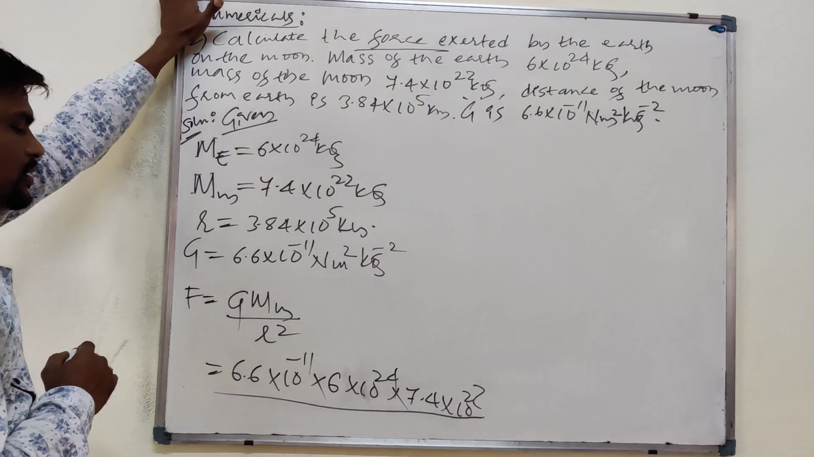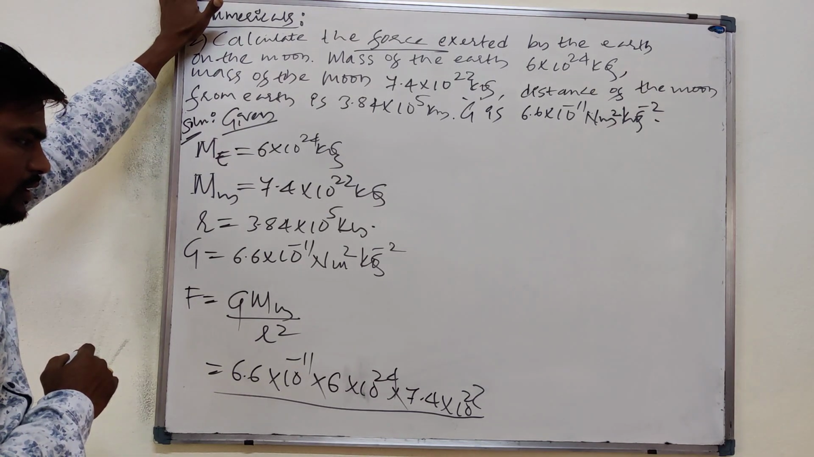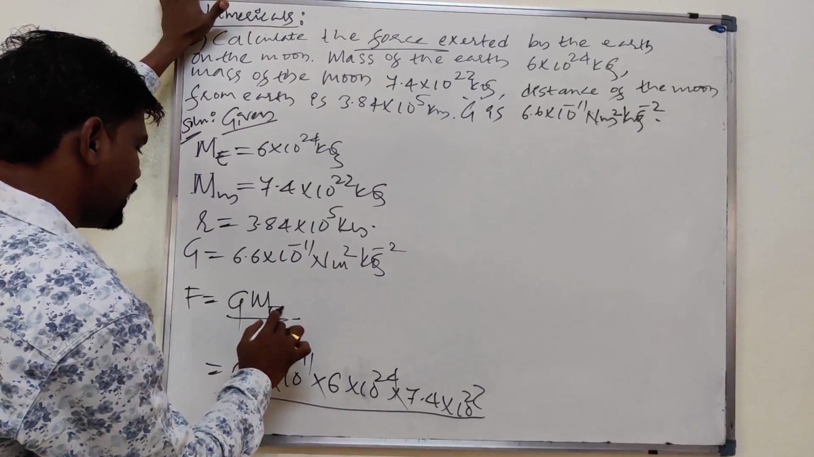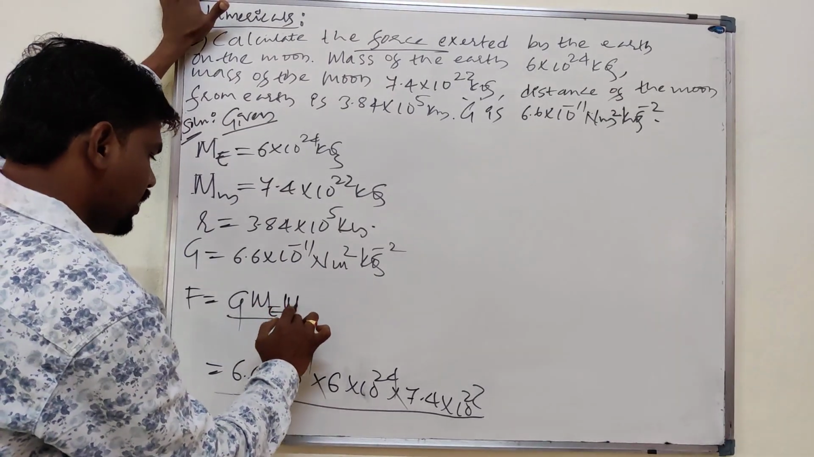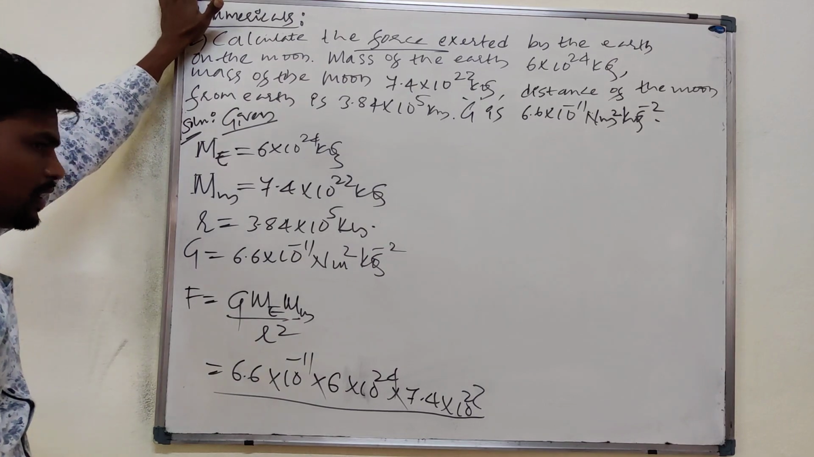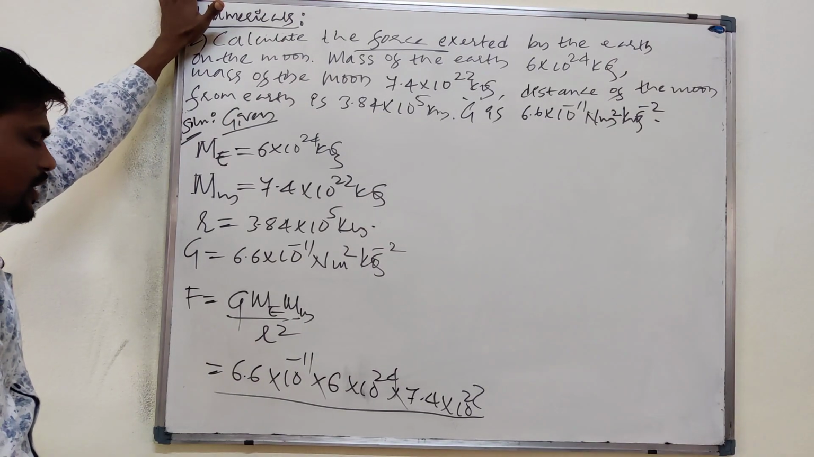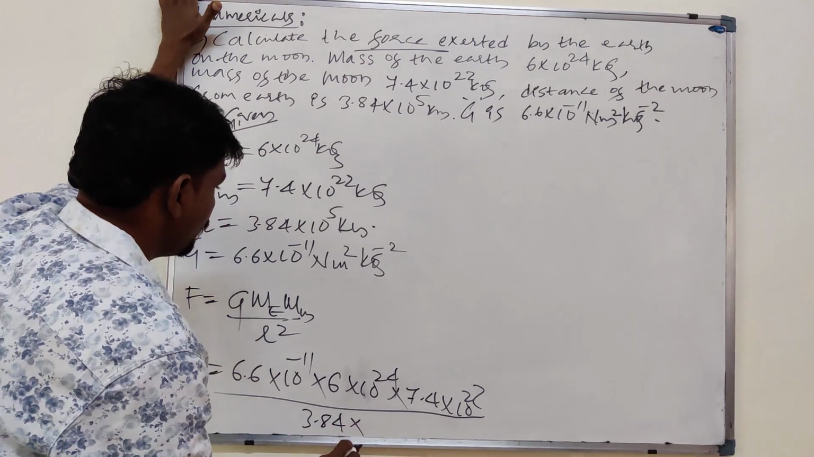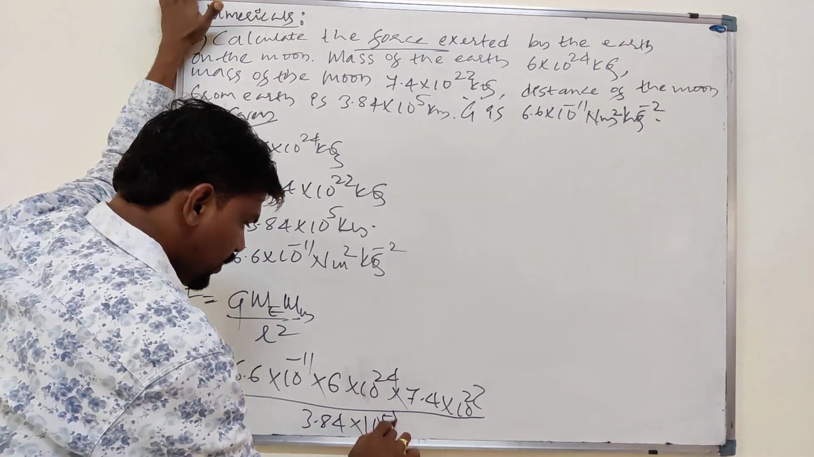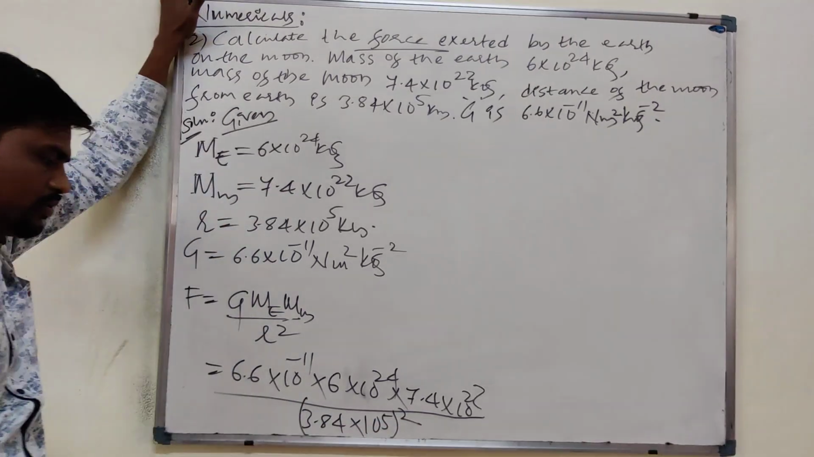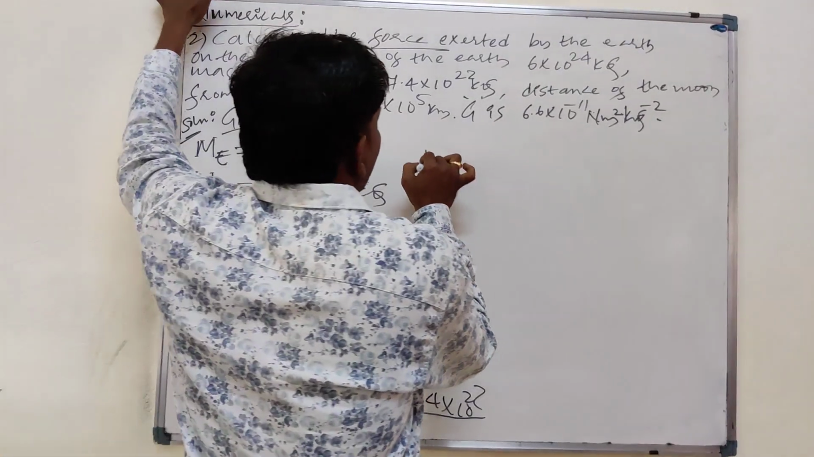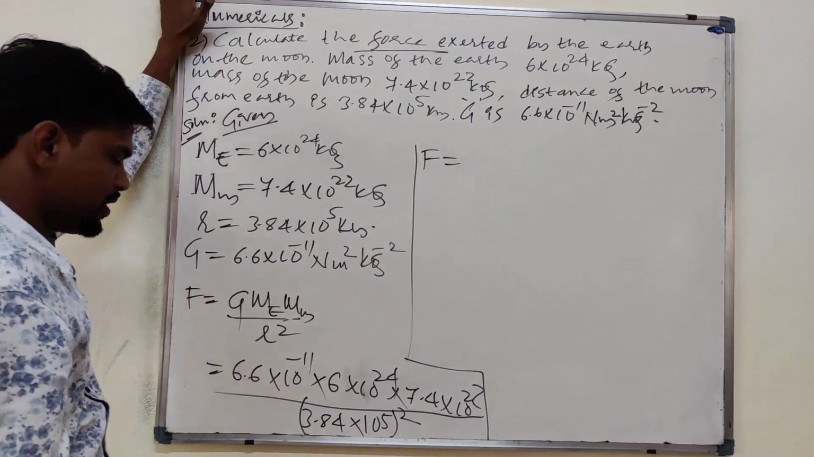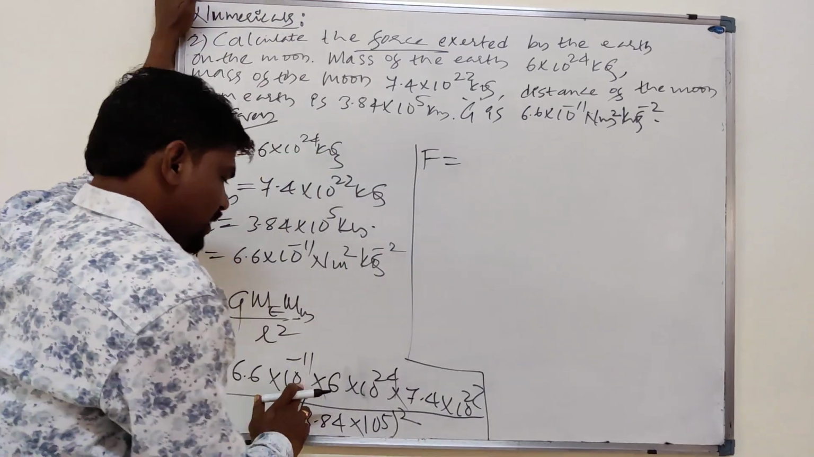Divided by how much is our R? R, let's say, 3.84 into 10 raised to 5 whole square. Clear? Once again, here force is equal to. Right? So, note it.